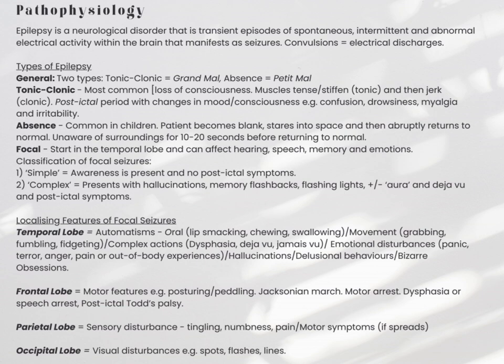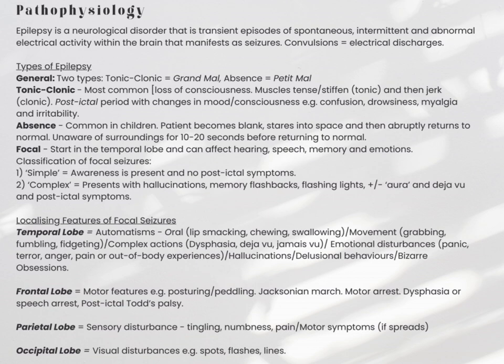Now, there are many different types of epilepsy. There's generalized seizure, which has two types: tonic-clonic, which is categorized as grand mal, and absence, which is petit mal. So as I said, generalized epilepsy can be further categorized into tonic-clonic and absence seizures. And then there's also focal seizures. Tonic-clonic seizures are the most common type.